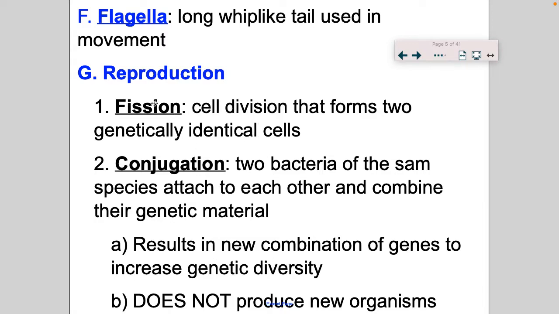Why is this important? Well, when bacteria cells just do fission, okay, through asexual reproduction, they're just making clones of themselves. So there's really no genetic diversity because the offspring are just like the parents. But if you throw conjugation into the mix, now you have some new genes that could be expressed. This is actually how bacteria are becoming resistant to antibiotics through conjugation.